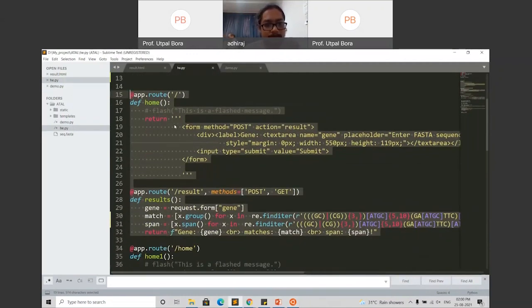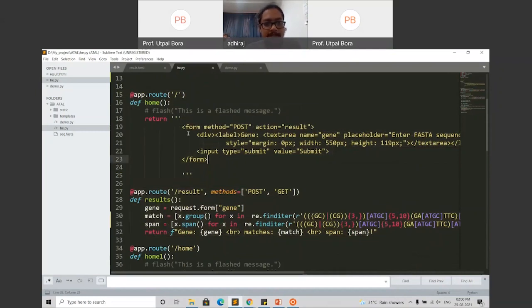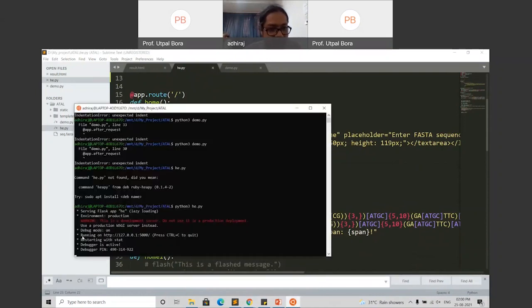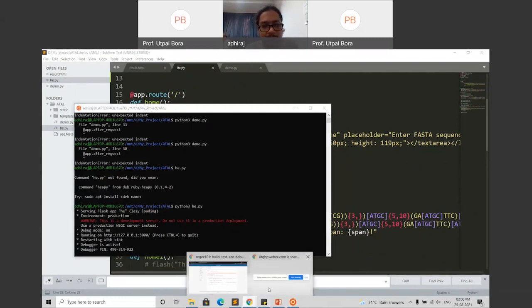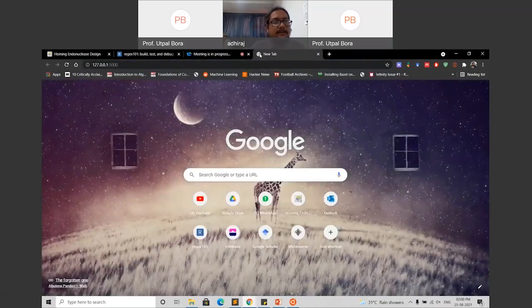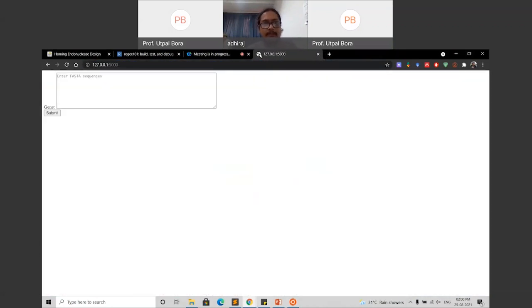So I have this home where I have HTML files, right? So let me go and search the home now. This is the link where it's running. The whole program is running on this local address. All we need to do is go there, paste it, and we get a layout. Just a normal layout, where we are going to enter the FASTA sequence.